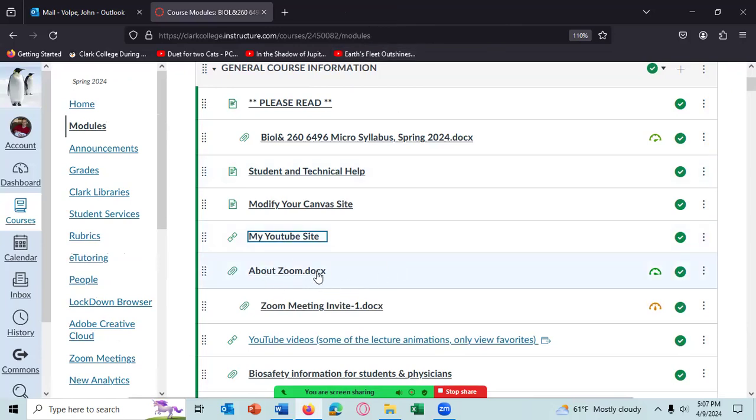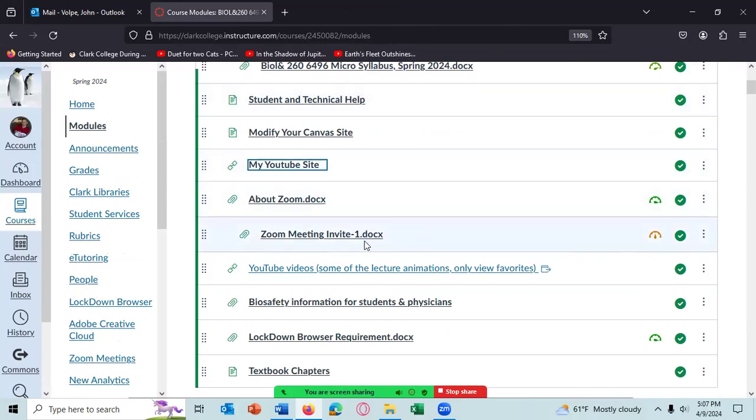Some notes about Zoom. This is the invite that you were emailed. You can get into Zoom directly just by going to www.zoom.com and then putting in your class credentials and then the password, which is micro.